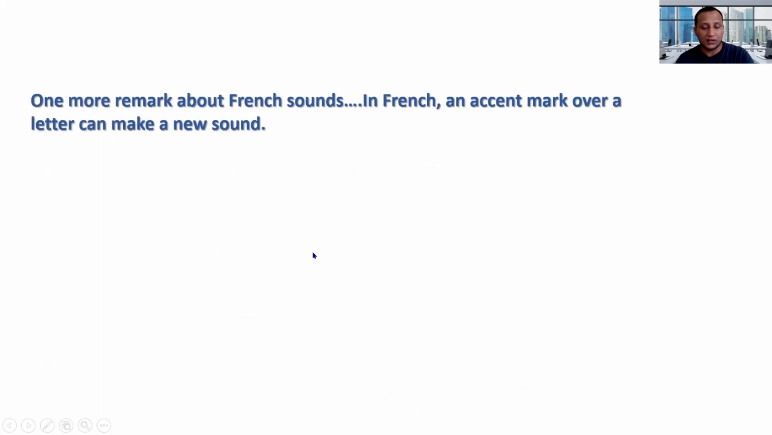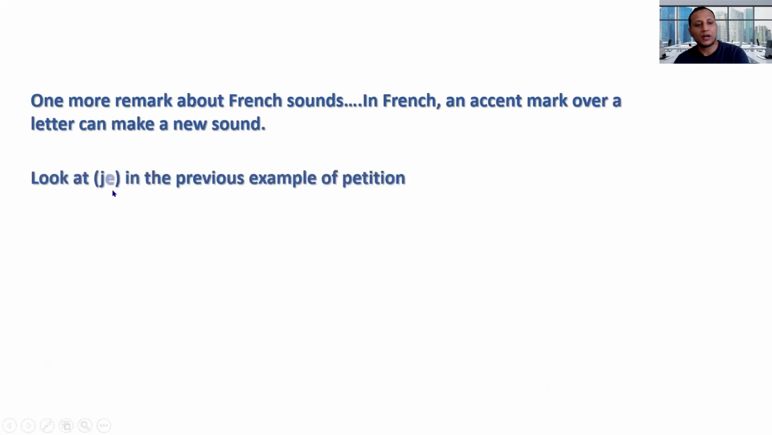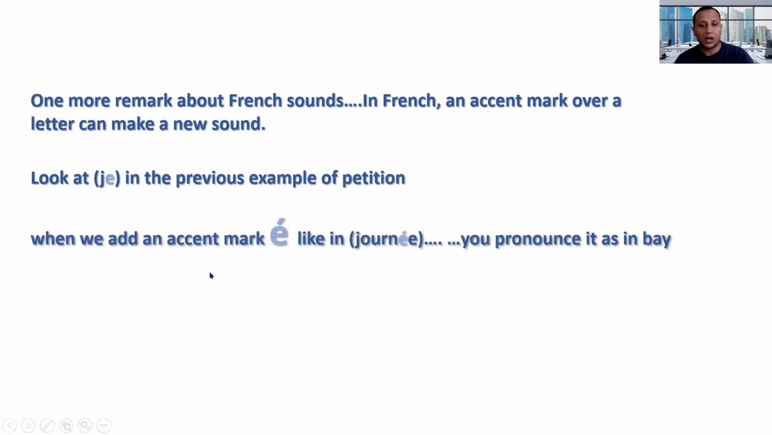One more remark about French sounds. In French, an accent mark over a letter can make a new sound. Look at je, in our previous example, like petition. If we put the acute accent, in French accent aigu, صوت الحاد. When we add an accent mark like this one, the acute accent, l'accent aigu, الصوت الحاد. Look at the example in French, journée. We pronounce it as in journée.